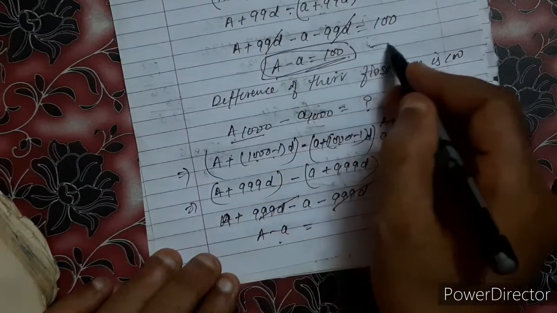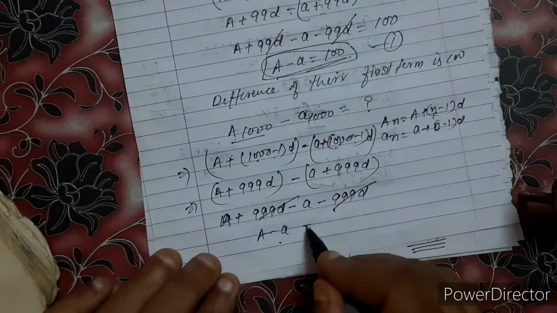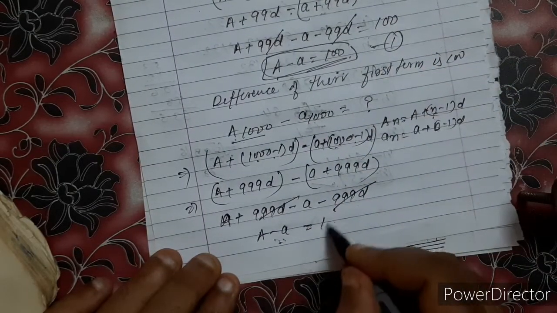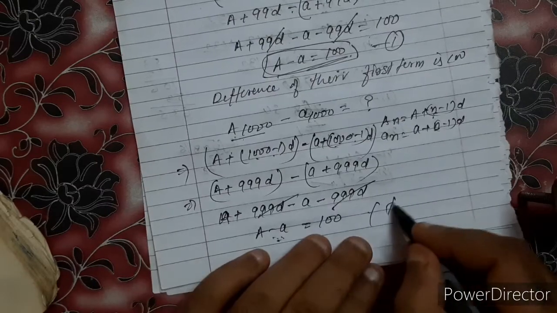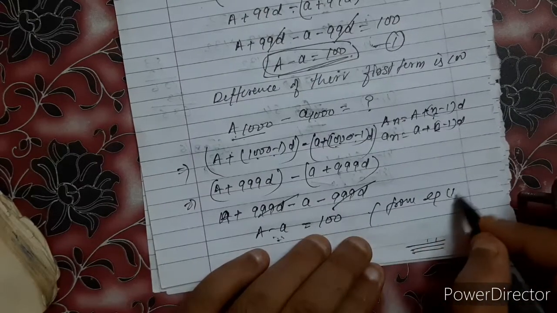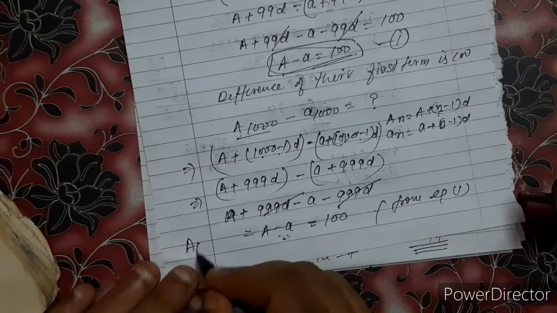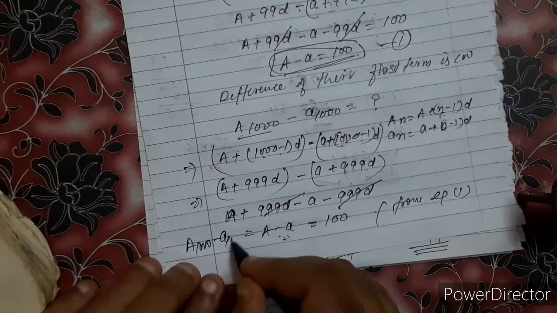See, this is the first. And this A minus a of 100, where is it from? From the first equation. That will be A1000 minus a1000.